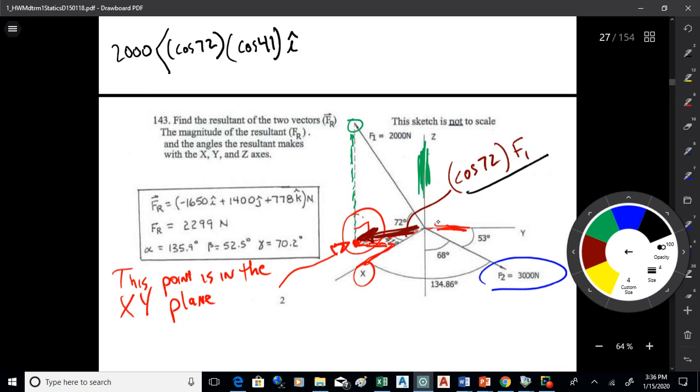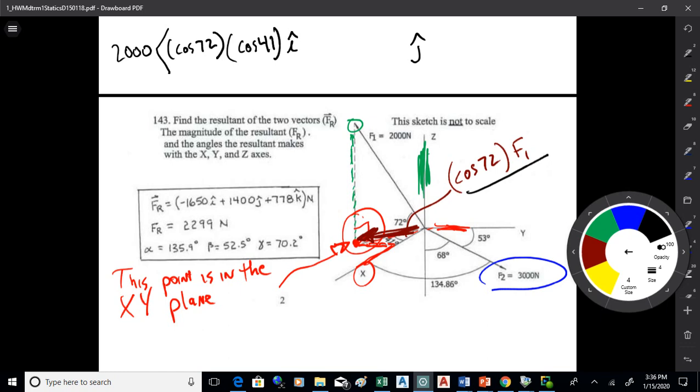All right, now there's another one for the j. Maybe I'll let you figure that one out. Yeah, it's a little bit harder, but the thing is, you're already in the xy plane. So if you can find the angle in the xy plane from cosine 72 F1 to the y-axis, you should be okay with that, okay? So you got to get that over to the y-axis.